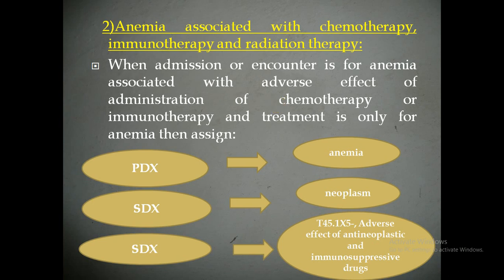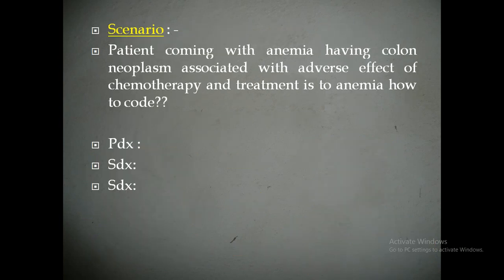So in those conditions, whenever the patient is encountering the anemia and the treatment is only for the anemia, the sequencing would be like this: first anemia, then neoplasm, then the adverse effect of the neoplastic drugs. So in order to understand clearly, we will see one scenario: patient coming with anemia having colon neoplasm associated with the adverse effect of the chemotherapy, and the treatment is to the anemia. So how to code this?